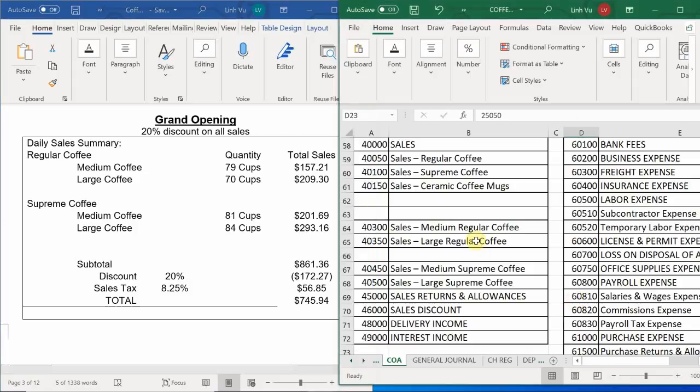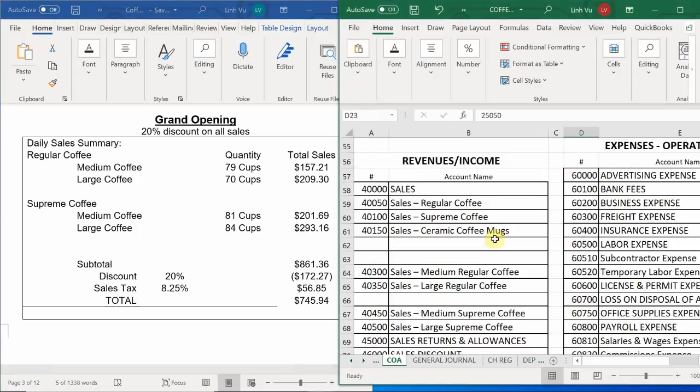So once again, we're taking a look at our chart of accounts. Is my sales broken down to even further detail? Yes, it is, because in this case, I want to keep track of every specific item I sell. So if I sold medium regular coffee cups, then I want to record that. Then maybe I can run a report to tell which coffee cup gets sold more often, or how many items I sold for each one.